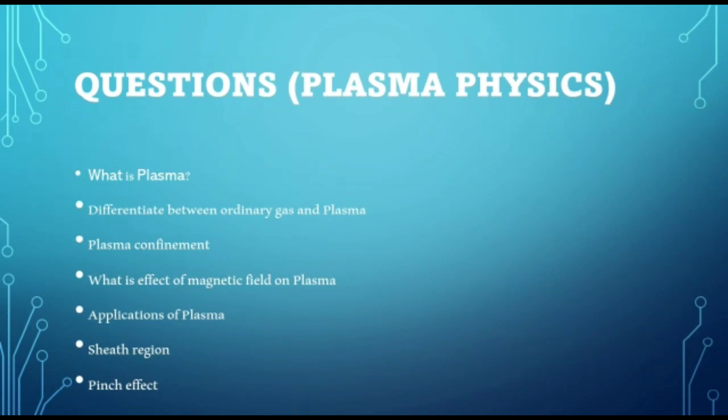So I explained that the sheath region, or we can say depletion region, is the region in the plasma where, whenever we insert any charge from outside into the plasma, then due to its property of quasi-neutrality, it surrounds that particular charge with an equal and opposite charge, so that it can have charge neutrality at that particular volume. So that region is called the sheath region.